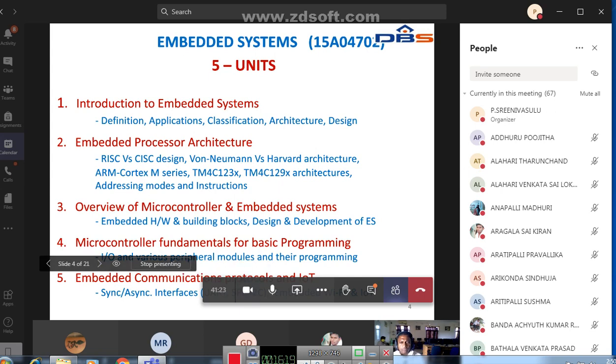In the fifth unit, we are going to see embedded communication protocols and IoT. Communication protocols are there: synchronous and asynchronous interfaces, and here the Internet of Things is also there, meaning how to combine different things over the internet. Nowadays IoT is a very popular acronym. IoT combines all the technologies in order to make life simple.